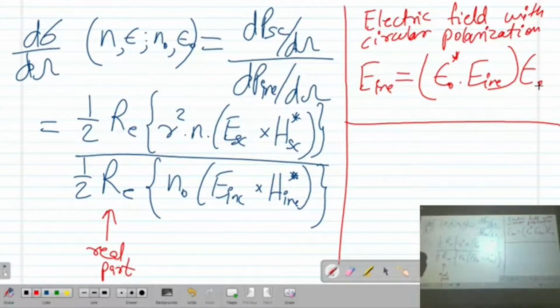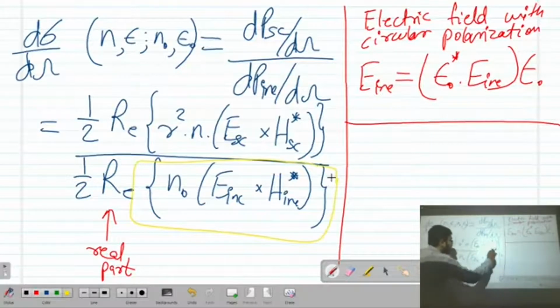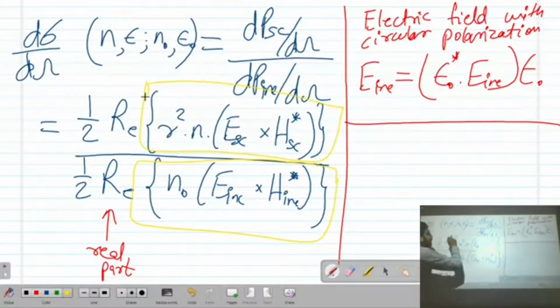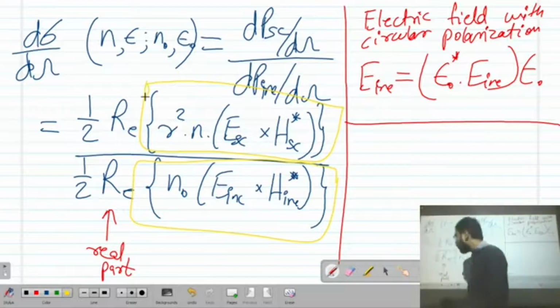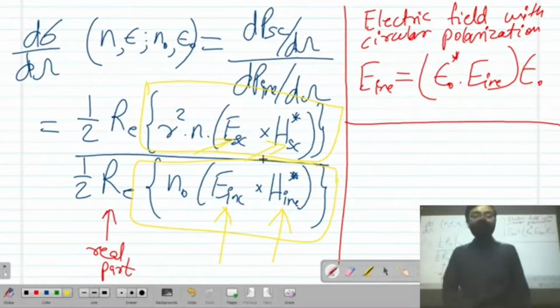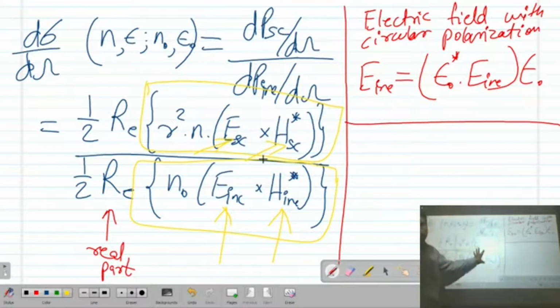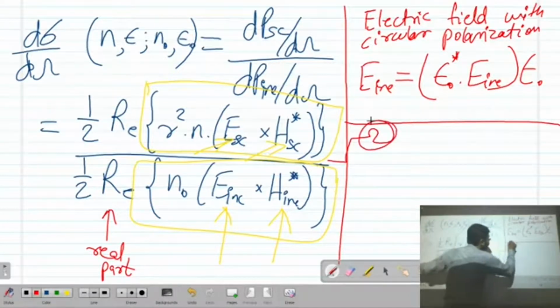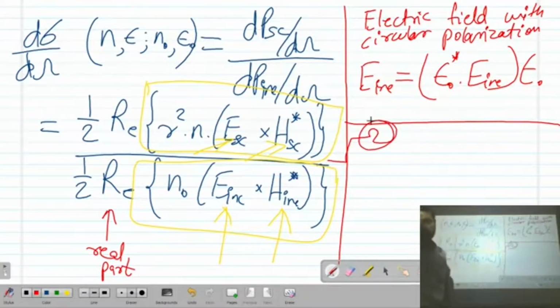Now, what we want to find out is we will expand this part. We will expand this part. These both are unknowns. We have the value of E incident, we have the value of H incident, we have the value of E scatter, and we have the value of H scatter. We will find out the value of this and we will substitute in this equation. Okay, let us say this is equation number 2. The first one was equation number 1.